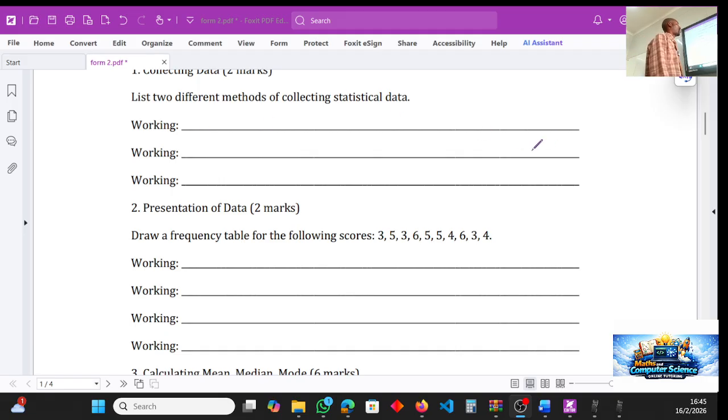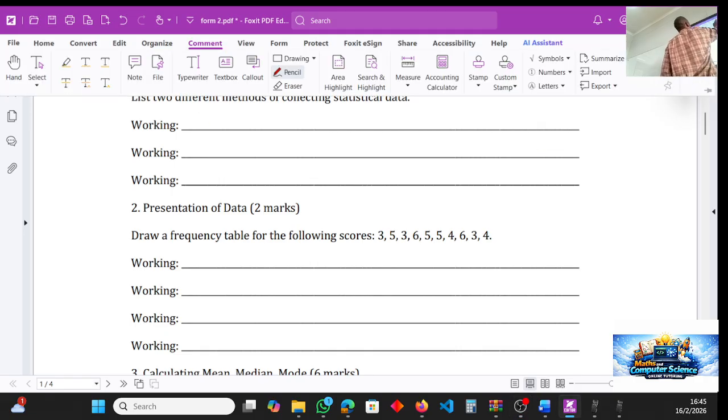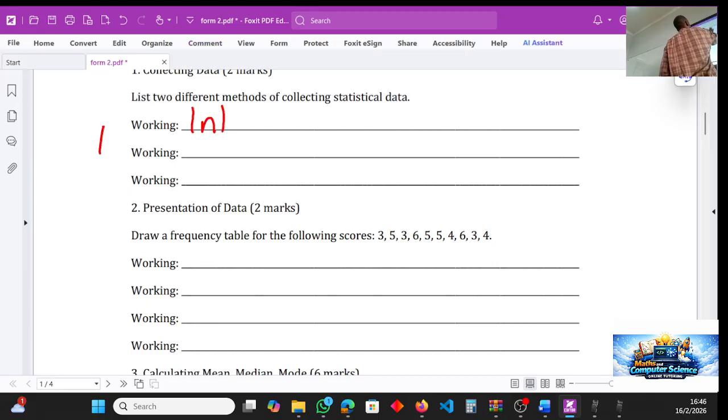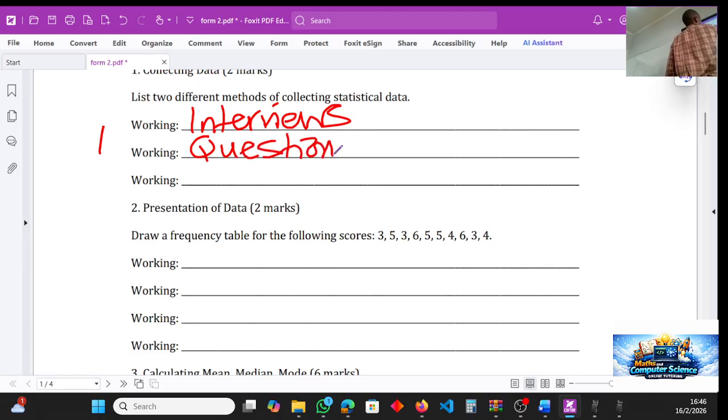List two different methods of collecting statistical data. We've got lots of them: observation, surveys, interviews, you name them. But the most basic and common ones I can put here are interviews. You can also talk of questionnaires. I don't know if my spelling is correct, but that's questionnaires.